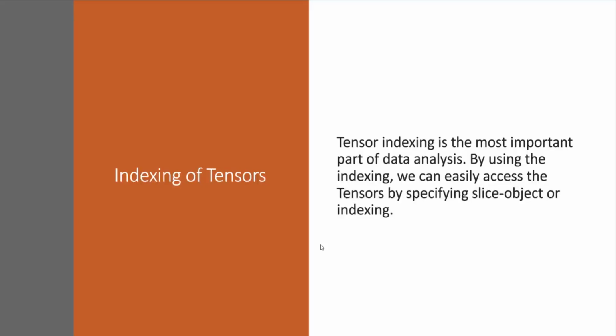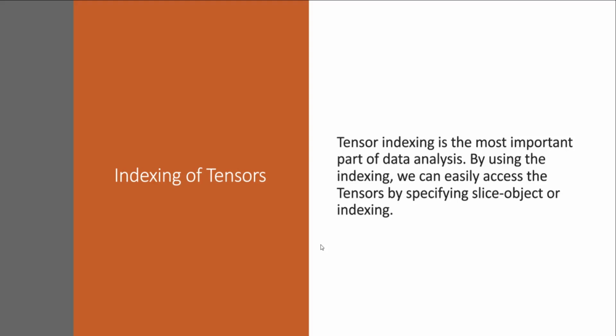Now we will discuss the indexing of tensors. Basically, tensor indexing is the most important part of data analysis. By using indexing, we can easily access the tensors by specifying the index. Now we will discuss basic indexing on tensors. In TensorFlow, the indexes start from 0, which means the first value of the input tensor will start indexing from 0. Indexing is an operation that extracts selective values from a tensor.